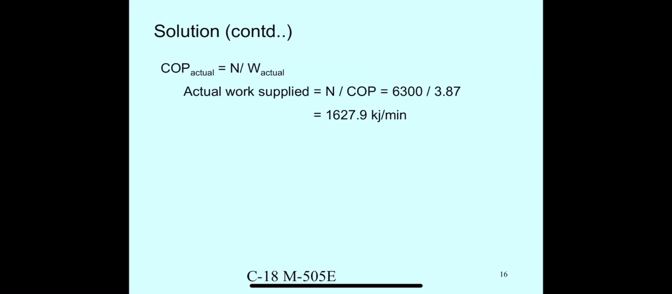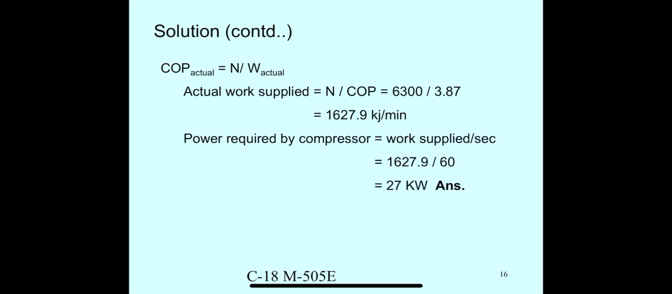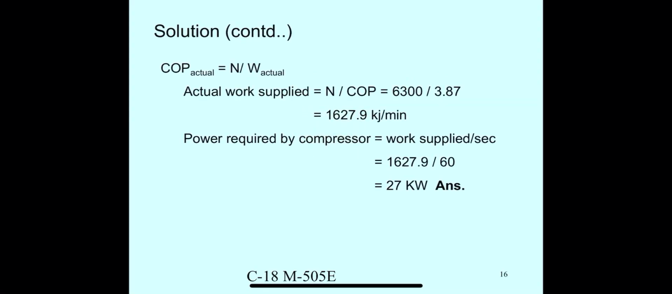Okay, so actual COP equal to net refrigeration effect by actual work done. So actual work supplied equal to the net effect by COP, that gives the actual work supplied, 1627.9 kilojoules per minute. The power supplied by the compressor equal to work done by seconds, that gives 27 kilowatt. So kilowatt is nothing but the power required by the compressor or work supplied. So work supplied is nothing but power required. If it is in joules per second, then it is called work done. If it is in kilowatt, then it is called power.